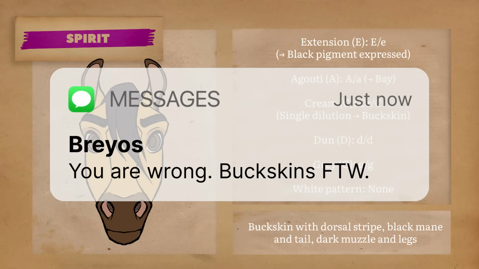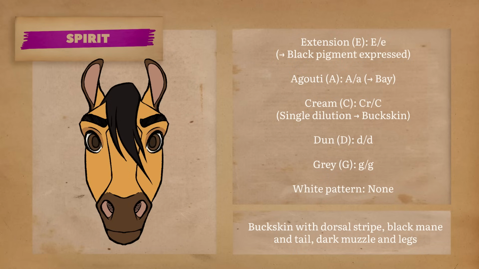Buckskins can express a dorsal stripe. Now this happens because of something called countershading. What is countershading, you ask? It's a natural blending of darker and lighter colors on the animal's body. We don't just see it in horses, we see it in other animals as well. And it helps animals to blend into their environment better.